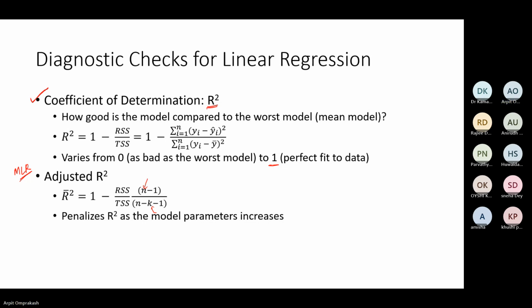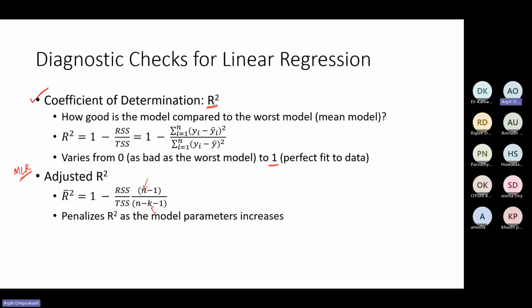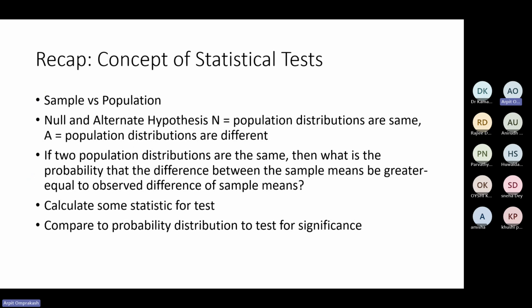Okay, so this is the first thing you should do to check how good your model is compared to the worst model. If you get a high R square value for your model, that means your model is pretty good given the data. Okay, and you should keep it. If you get a low R square value, then probably you need to change some things. Right. So before we move into the next diagnostic check, we'll basically recap a few things.